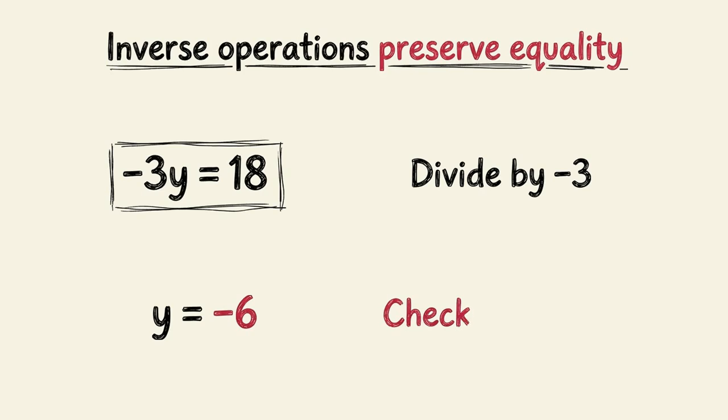Negative 3 times negative 6 equals positive 18. True. Many students confuse signs here, so slow down and reason through it. A negative times a negative becomes positive.